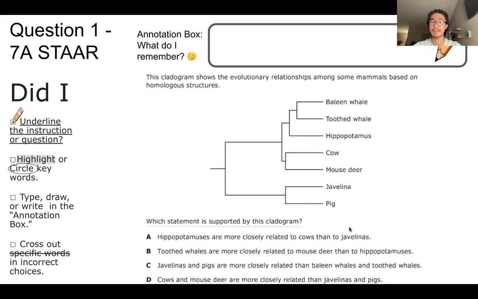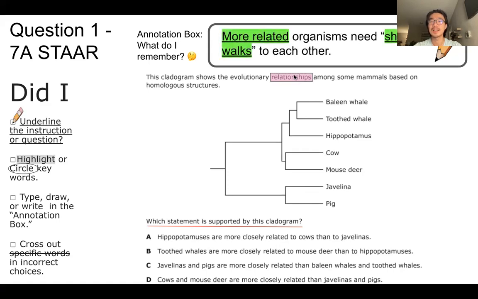Let's practice that concept. Underline the question: which statement is supported by this diagram? Let's look at relationships. We've been talking about relationships in this unit. So we remember that more related organisms need shorter walks to get to each other. So let's look at A. Hippopotamus are more closely related to cows than javelinas. Let's find hippopotamus right here. Let's see how far we need to walk to get to cows. So let's walk over to cow. Okay, we walked over to cow. Now let's walk from hippopotamus to javelina. Let's go over here. Ooh, that's a much longer walk. So it means hippopotamus is less related to the javelina. But here it says it's more closely related.